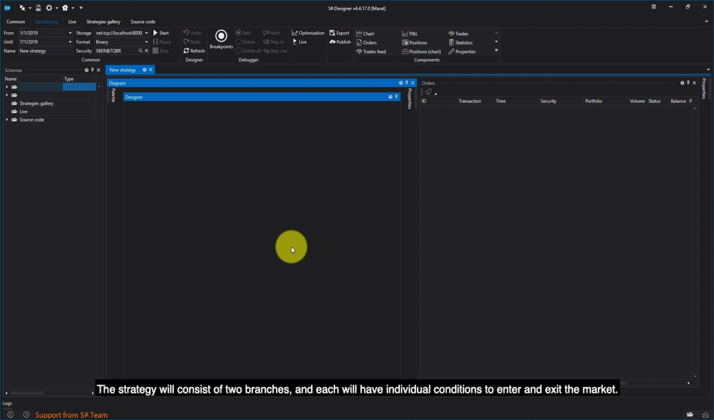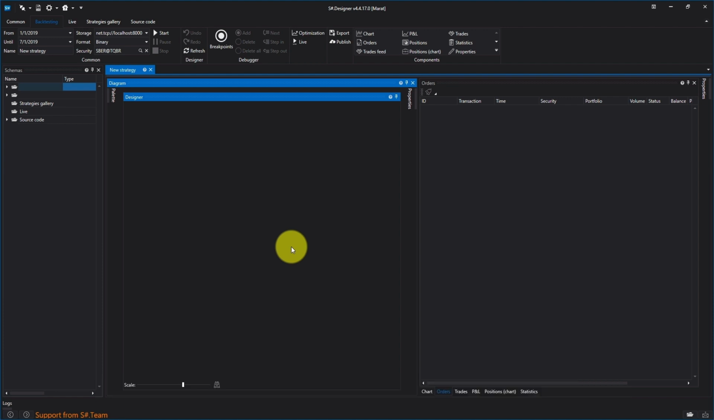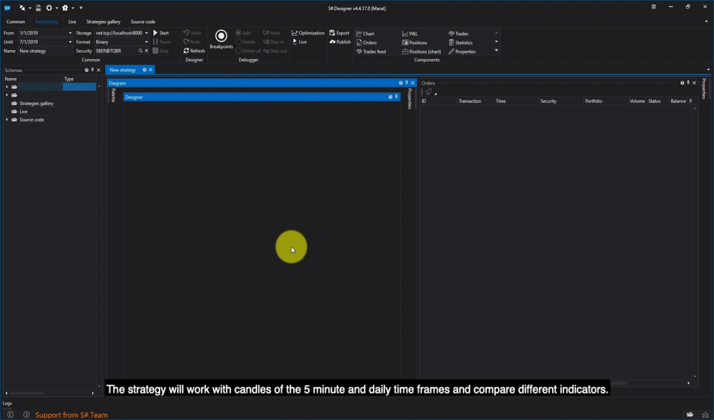This strategy will consist of 2 branches, and each will have individual conditions to enter and exit the market. The strategy will work with candles of the 5-minute and daily timeframes and compare different indicators. Let's start with the first branch. Here, the strategy will buy if the closing price of a 5-minute candle is more than the maximum for the previous 20 days. The strategy will sell in this case if the closing price of a 5-minute candle is less than the minimum for the 10 previous days.